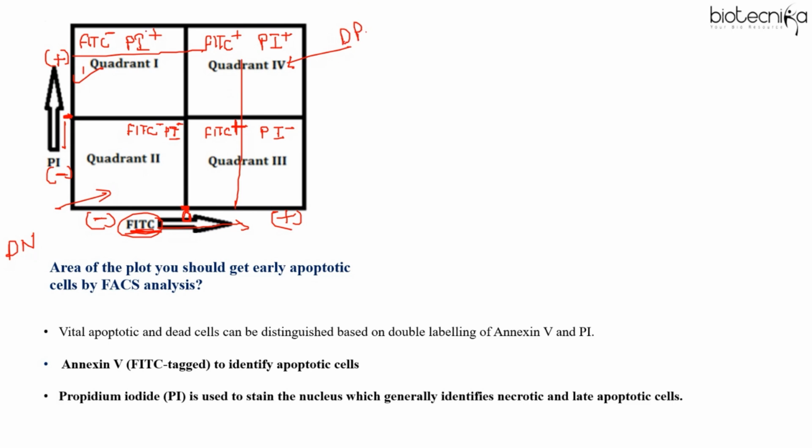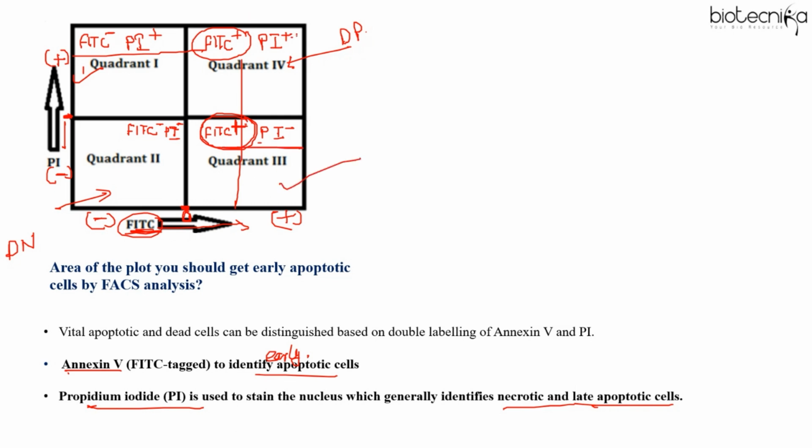So this is how we analyze the data of flow cytometry. Now, since it is mentioned in the question that annexin 5 is used to identify apoptotic cells, where are we getting signal for FITC? In quadrant 3 and even in quadrant 4, right? And propidium iodide is used to stain the nucleus, which identifies both necrotic and late apoptotic cells. So that means if we want to identify early apoptotic cells, we should get only signal for FITC and not for propidium iodide. So you see quadrant 3 is just showing this result.